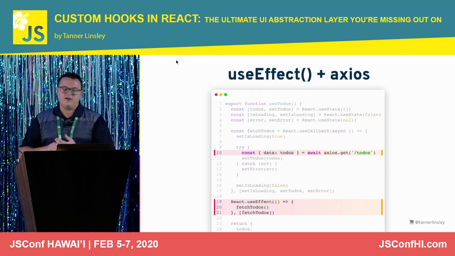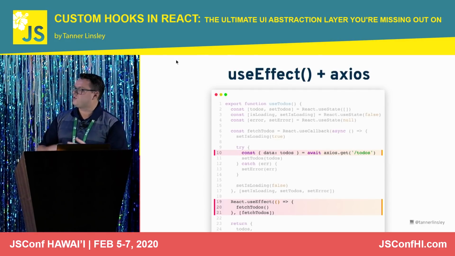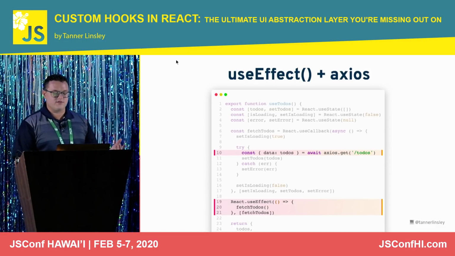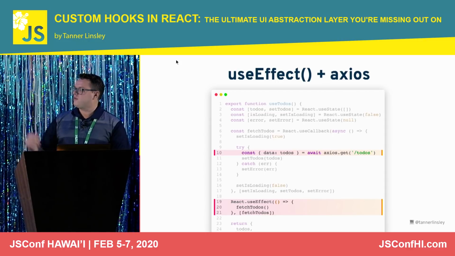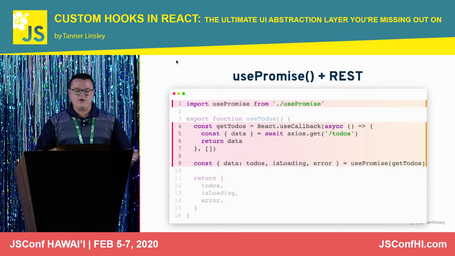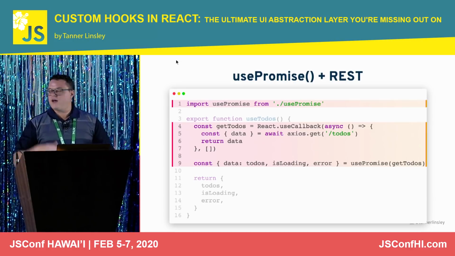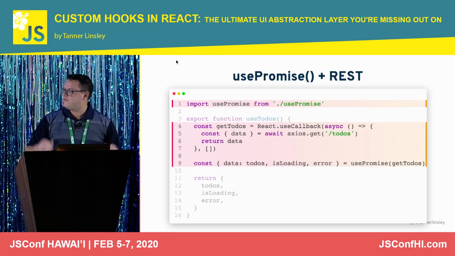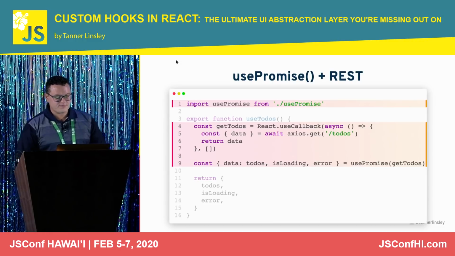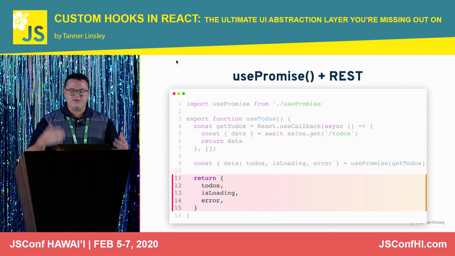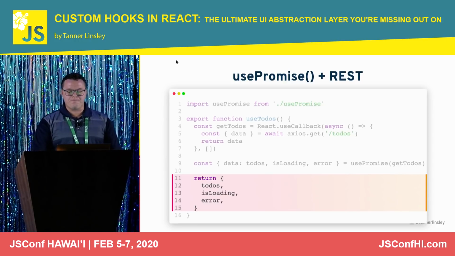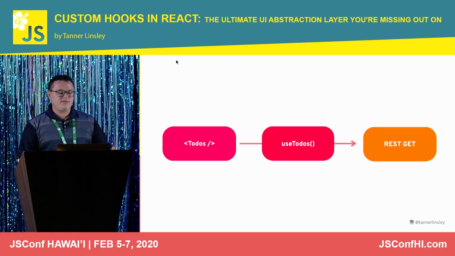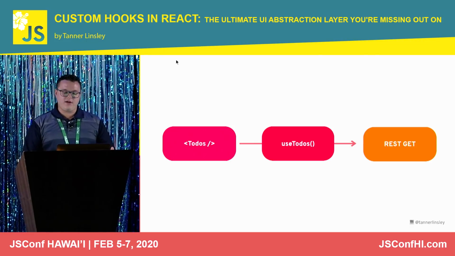We could use an effect and a tool like Axios to communicate with a REST server that would load our todos for us, and we could manage all of the loading state and everything ourselves. Or we could use a very common hook called something like usePromise that will let us pass a function that returns a promise and handle all of that loading and error state for us. Again, as long as we're returning the todos, the loading state, and the error, any component that's consuming todos isn't really going to care.